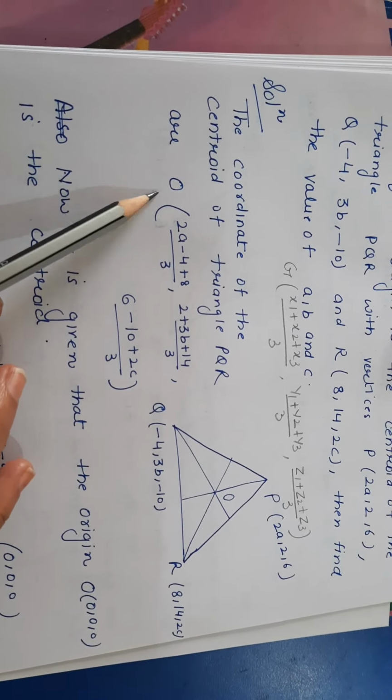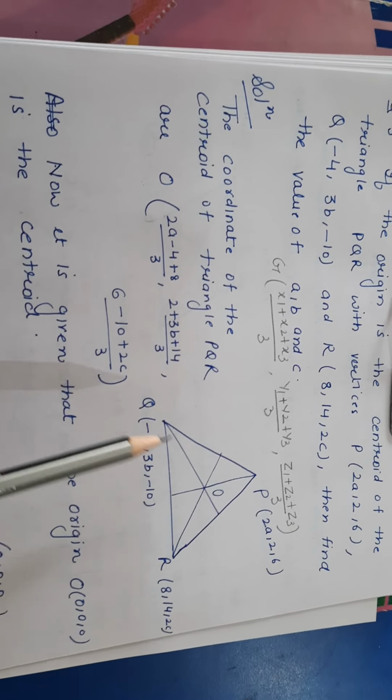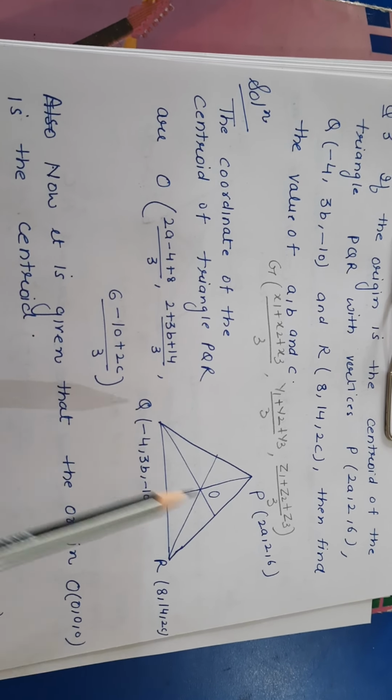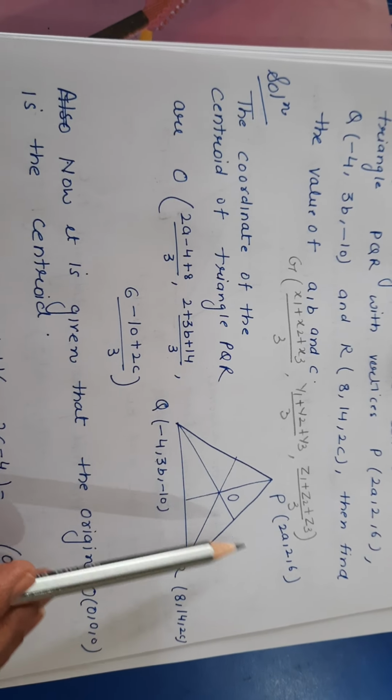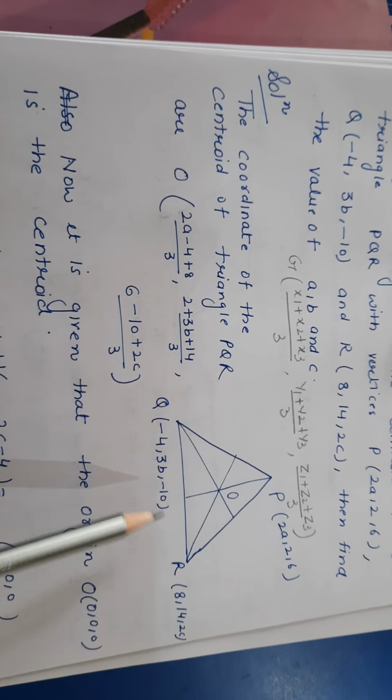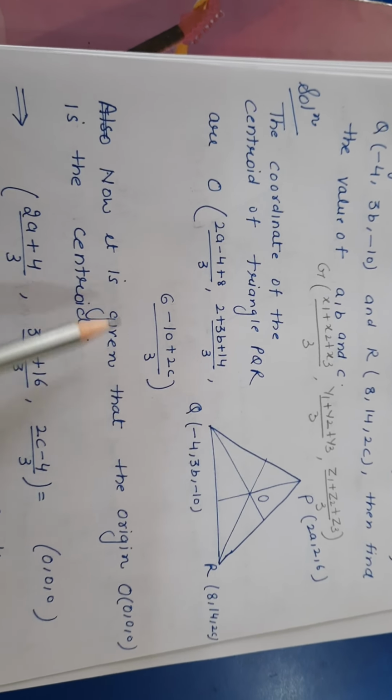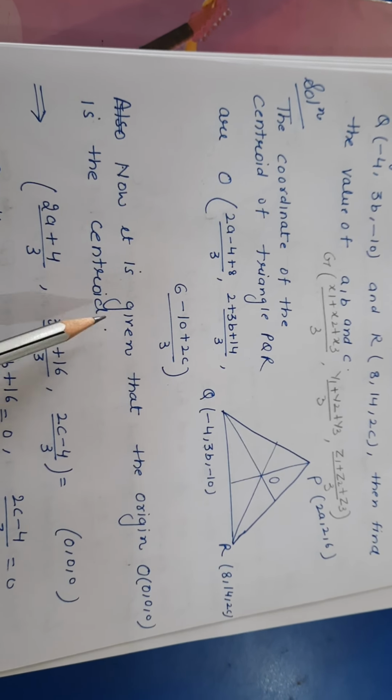Let this be O, because the origin is given. The x coordinate is (2a minus 4 plus 8) by 3. The y coordinate is (2 plus 3b plus 14) by 3. The z coordinate is (6 minus 10 plus 2c) by 3. It is also given that the origin is the centroid.